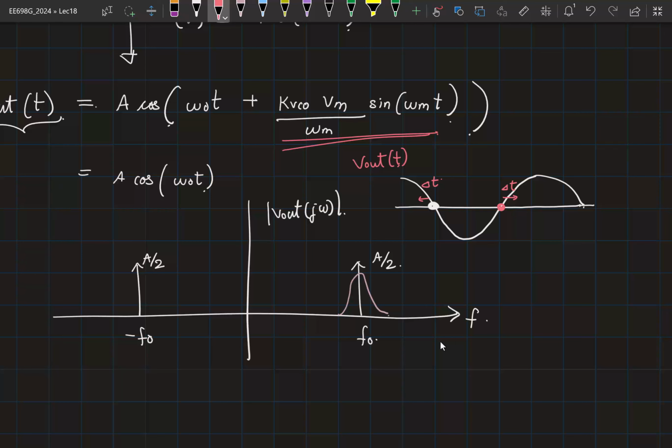Is that okay? Because the jitter is being contributed by this factor, which means when I look at the spectrum, there is something periodic happening in the time domain. So I should see impulses corresponding to those frequencies, right? Now it's only a matter of where I will see the impulses, right? Do you get that intuition? It will be at f0 plus fm.